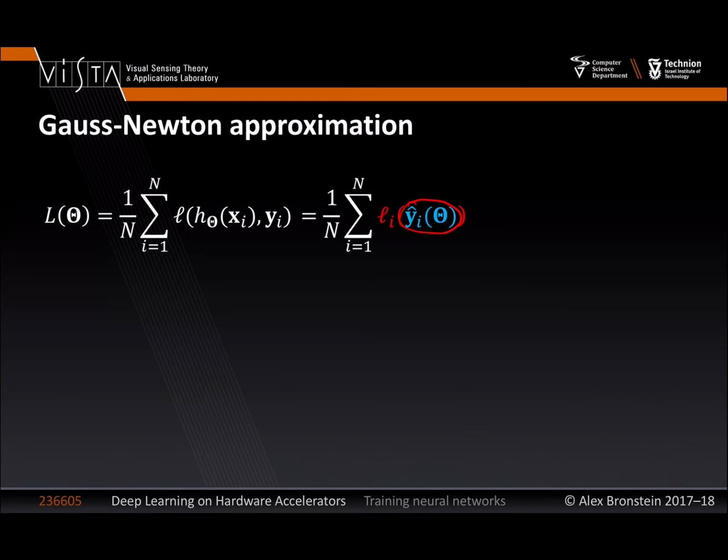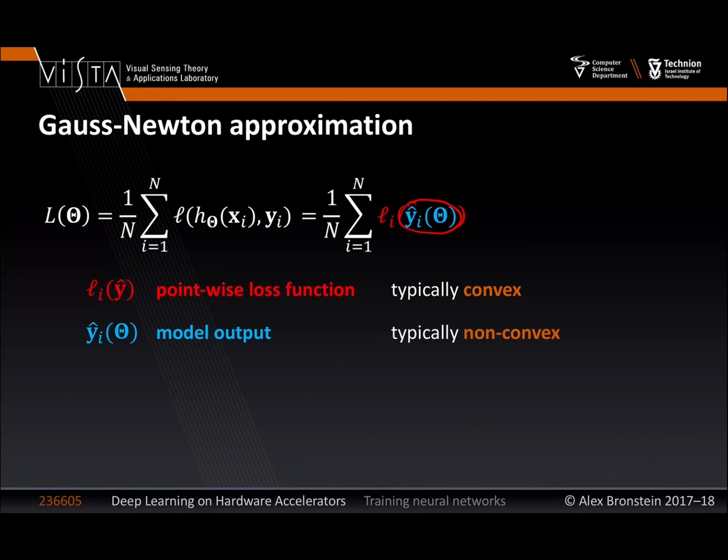and it gives us a number. So basically I have two components to this loss. I have the pointwise loss function, which is typically convex. The cross entropy is convex. The quadratic loss is convex, right? And then I have the model itself, the output of the model. This is our hypothesis with the parameters theta. That part depends on theta, and this is typically non-convex. This is our neural network, essentially, the output of the neural network as a function of its parameters.